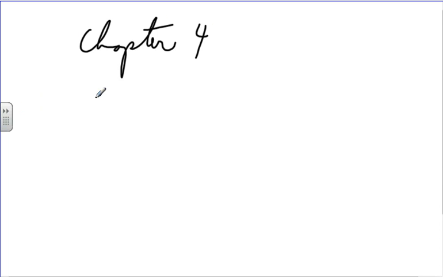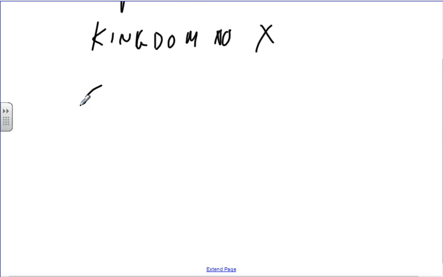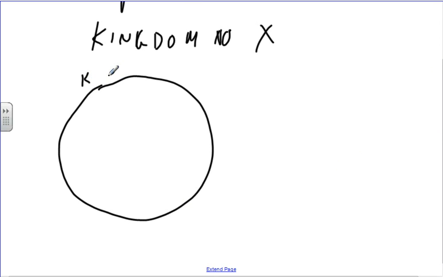Okay, we're in chapter 4, and we have a kingdom, king, K-I-N-G, kingdom of no multiply. Okay, so in this kingdom, I can't multiply. The king has said so. So here I am, kingdom. There's no multiply, no times at all. Can't divide either. Can't divide or multiply. So what are you going to do in this kingdom if you can't divide or multiply?